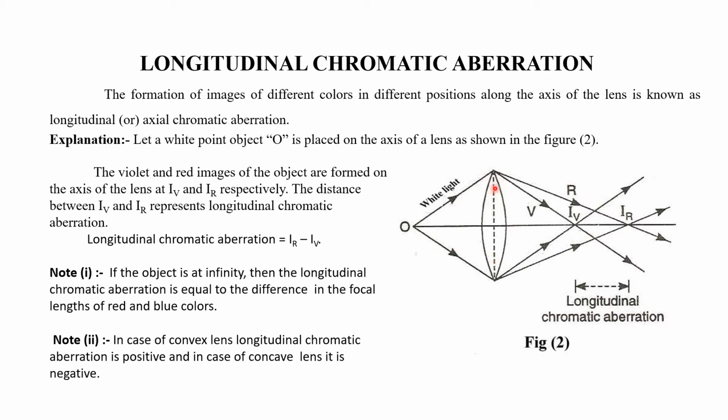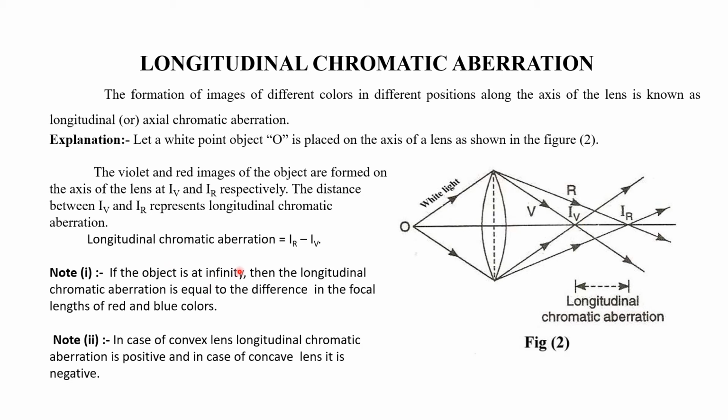Then the dispersion occurs. The light splits into its constituent colors, and as we discussed earlier, the violet image is formed here and the red image is formed here. Now there is a gap between the violet image and the red image along the axis. Hence this defect is said to be longitudinal chromatic aberration. Mathematically, it can be written as IR minus IV.